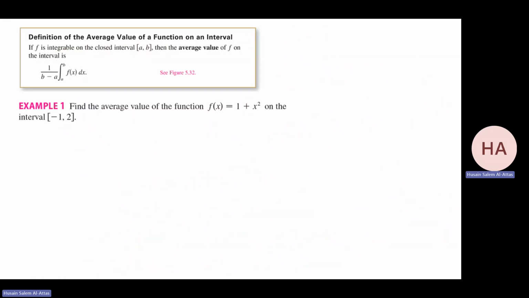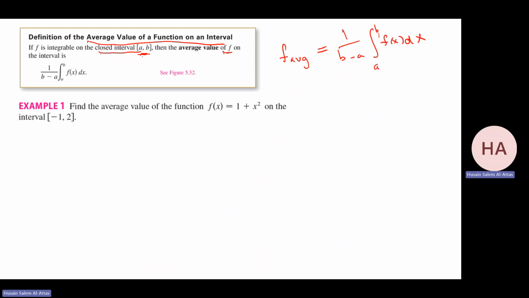We'll go to the last part, which is about what? About the average value of a function on an interval. Assume it's integrable in the closed interval. The average value is this formula: f average equals, for a function on the closed interval a to b, 1 over b minus a times the integral from a to b of f of x dx, which is very clear for us. Find the average value.